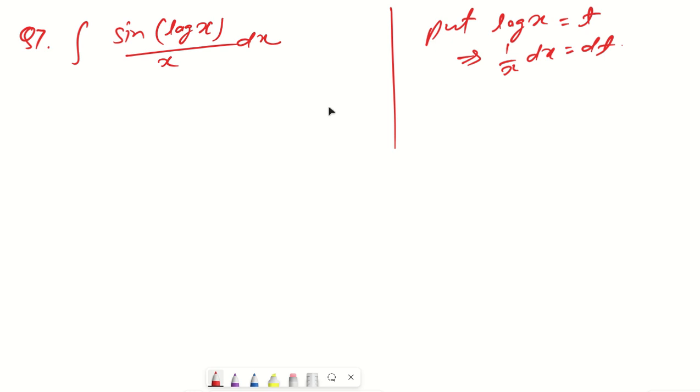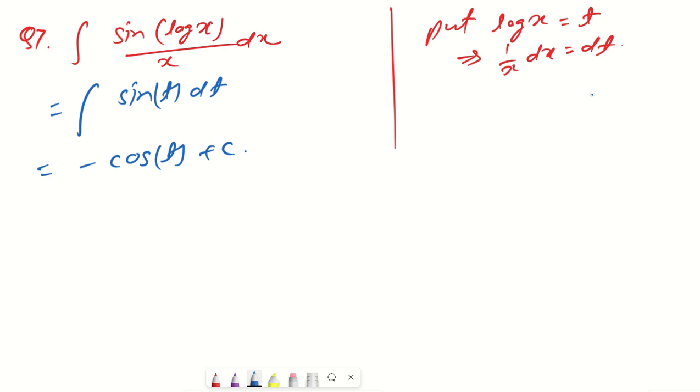So by this we are going to substitute dx by x as dt, and log x can be replaced by t. By putting that value, we are going to get the integral of sine of t dt, and by this we get minus cos t, since the integration of sine is minus cos, plus some constant c. So we are going to get minus cos of log of x plus some constant c. This is very simple.